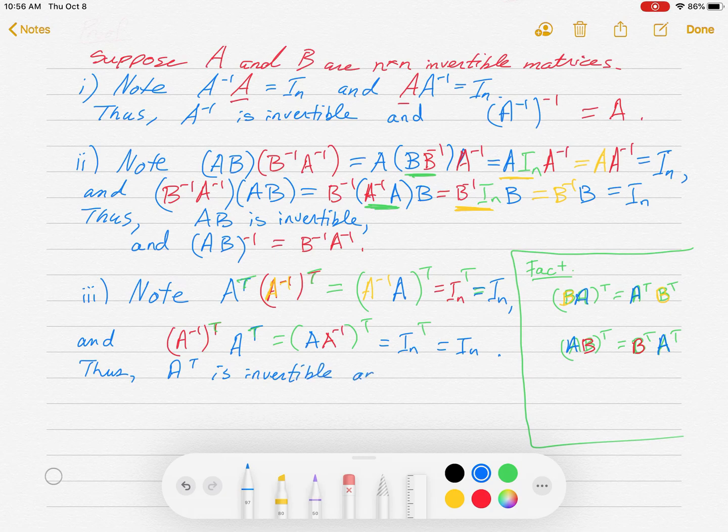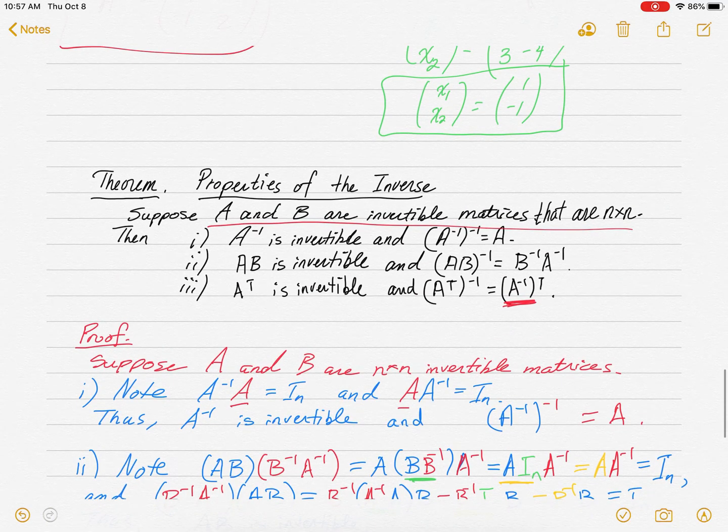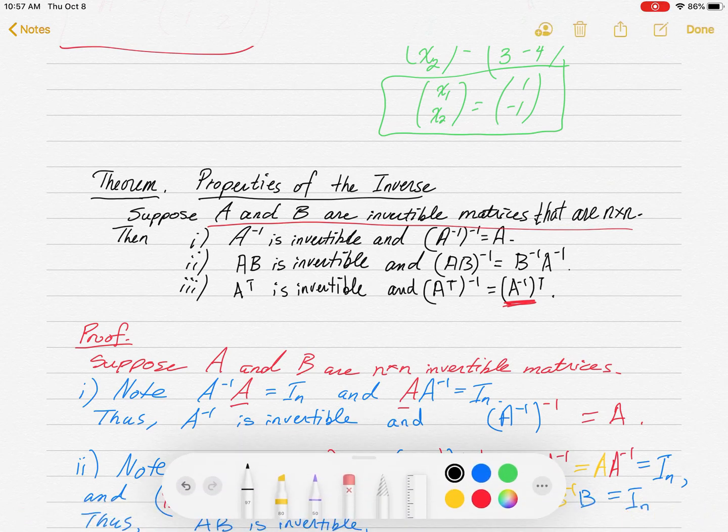So therefore, thus, A transpose is invertible, right? It has a counterpart. And A transpose's counterpart, its inverse, is that red thing, A inverse transposed. And that's it.